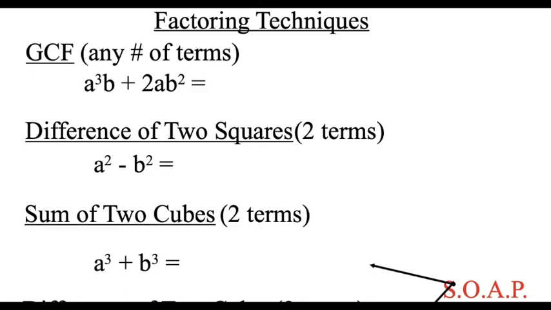So this is just a binomial, 2 terms. What do they have in common? An A and a B, so I'm factoring the GCF out. It's kind of like undoing the distributive property. So if I take an AB from A cubed B, what would be left? And then how about from 2AB squared? There we go.